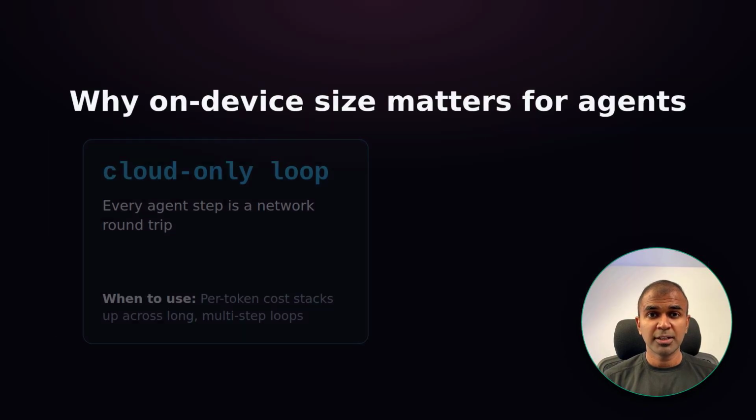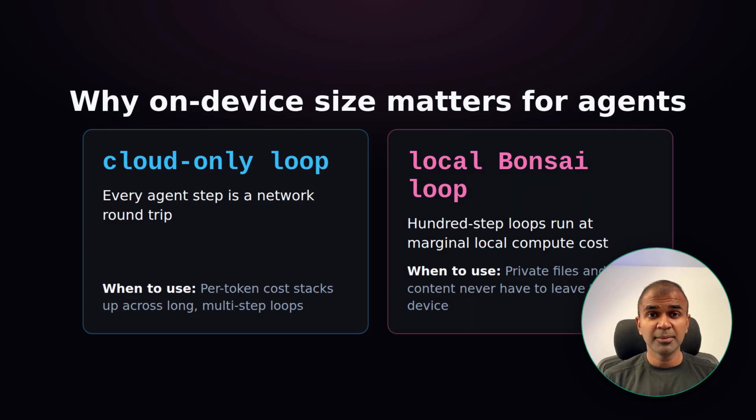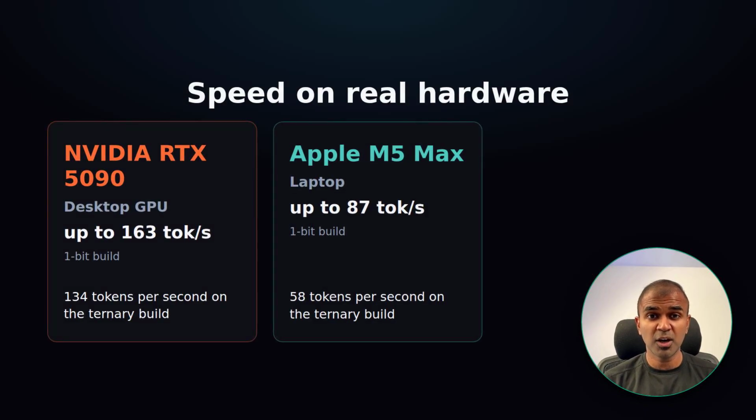Why does on-device size matter for agents? In a cloud-only setup, every single step is a network round trip, and cost stacks up with each one. Run Bonsai locally, and a 100-step agent loop costs only marginal compute, plus your files and your screen never have to leave the device. Speed holds up well on real hardware.